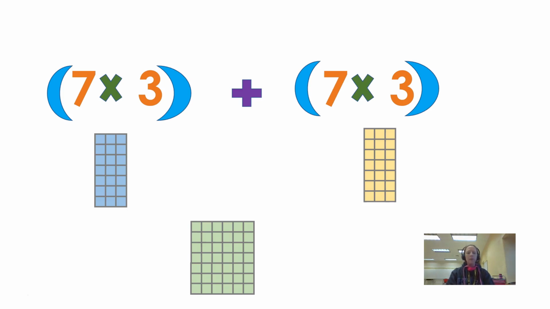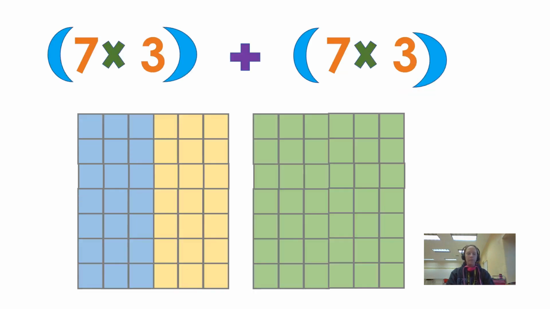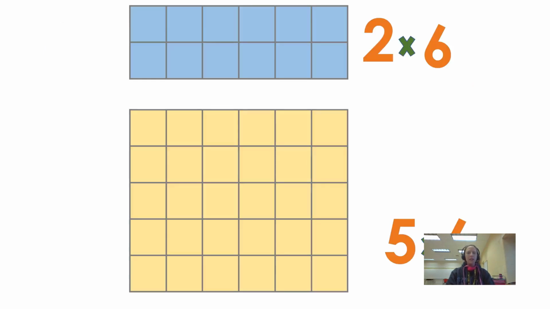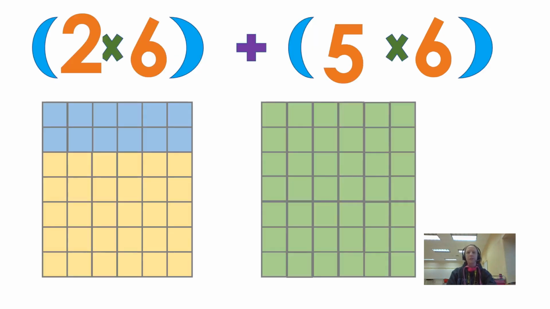Sometimes an array can be broken up in more than one way. In the previous example, 7 times 6 was broken up by columns. In this example, 7 rows are broken into 2 parts. 2 arrays have been created. One array has 2 rows and 6 columns, while the other array has 5 rows and 6 columns. If these 2 arrays were put back together, it would match the original array of 7 times 6.